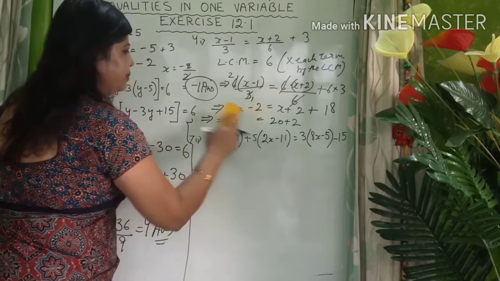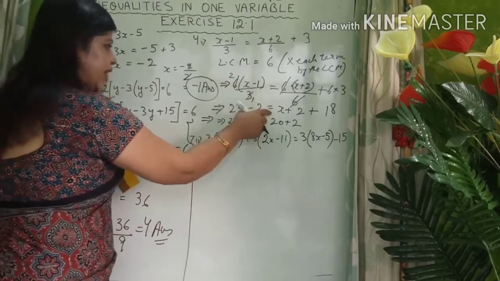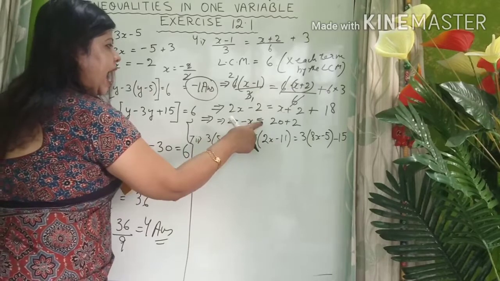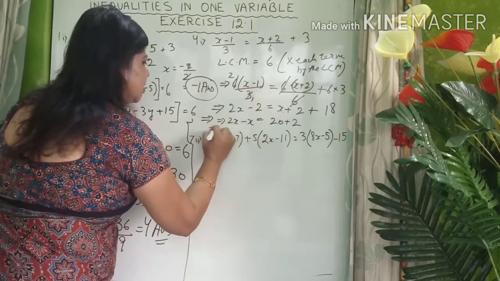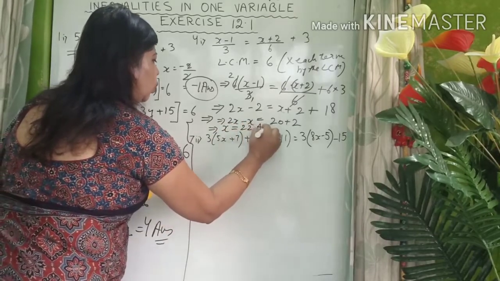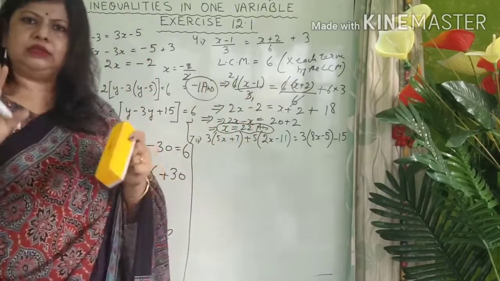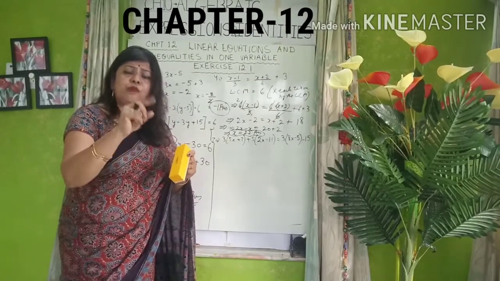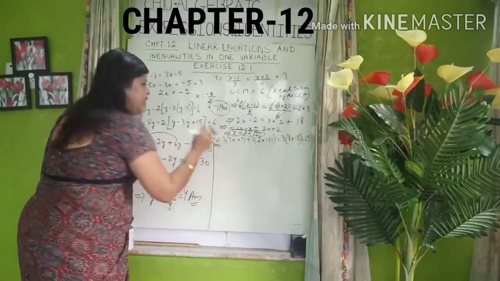I am skipping a step, children. 2x minus x. Once more I repeat, see. 2x minus x, I have brought x this side and that side, 20 plus 2. So what is my answer? 2x minus x, x equal to 22. Your x equal to 22. That is the answer. Something very easy. Only you have to remember that you have to multiply each term by the LCM. Now come to question number 7, the last question.